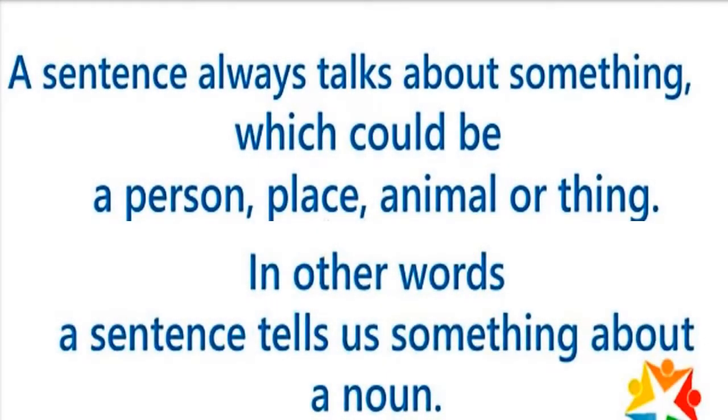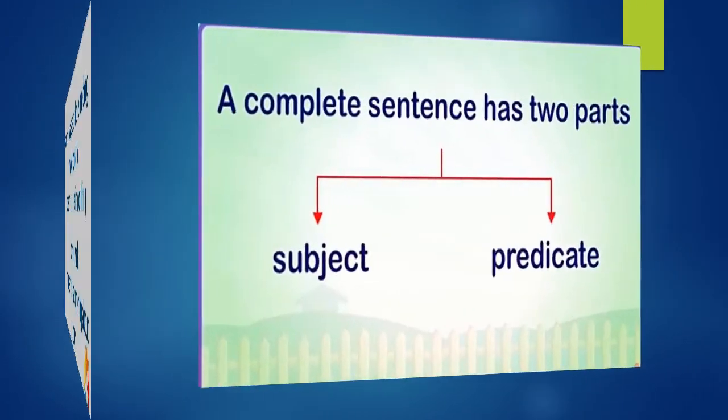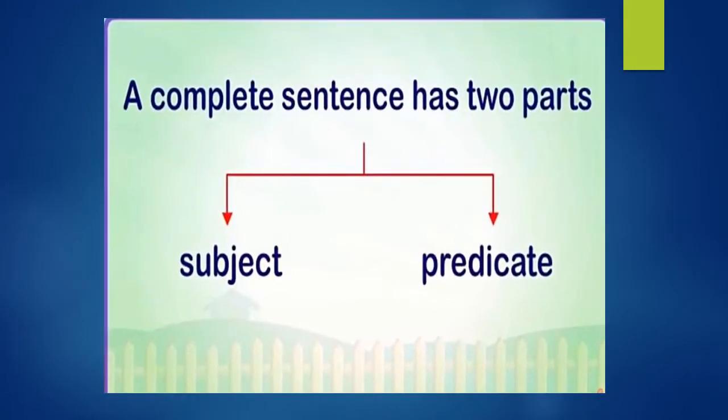Students, in the last class, you learned about the types of sentences. A sentence always talks about something, which could be a person, place, animal, or thing. In other words, a sentence tells us something about a noun. A complete sentence has two parts. One is subject and the other is predicate. But what is a subject and what is a predicate? So let's learn.